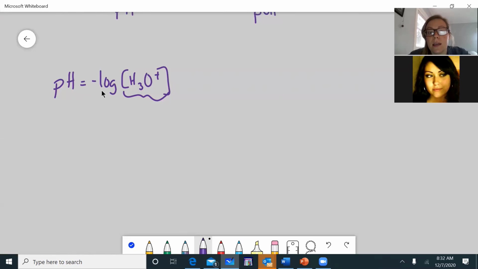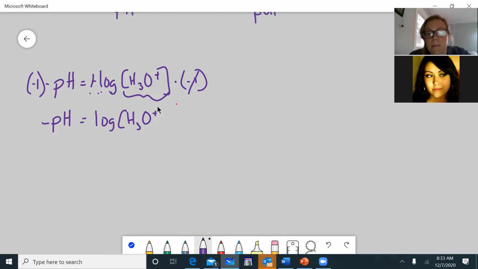So I have to move these things to the other side. How do I do that? Well, if there's a negative here, I'm going to multiply this side by a negative 1, right? That'll get rid of the negative. And then I multiply this side by a negative 1. So what ends up happening is the negative disappears and the negative has moved to the other side. So we've got negative pH equals the log of the H3O plus.